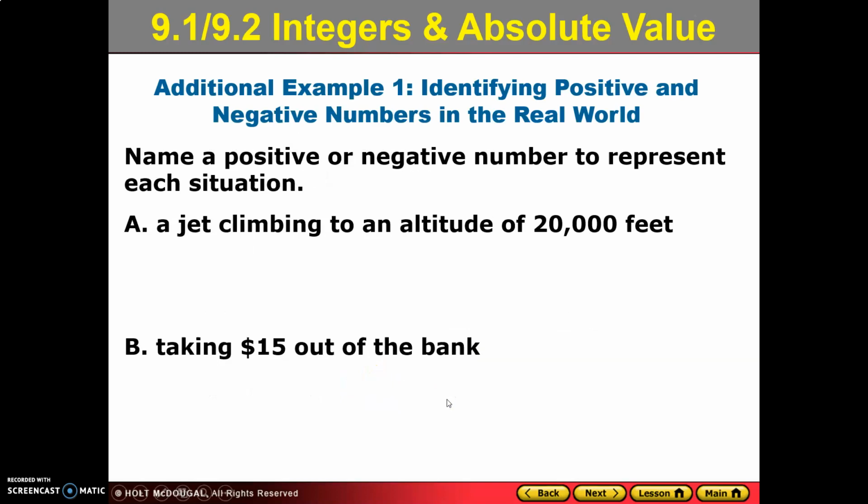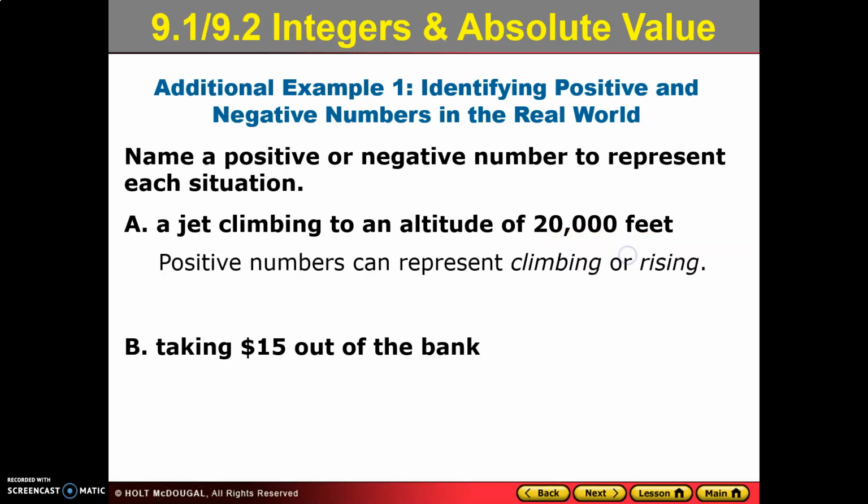All right, we're going to look at some real world scenarios and decide if the number is positive or negative. The first scenario is a jet climbing to an altitude of 20,000 feet. So you're going up, and what would that be? Positive or negative? That would be positive. Anytime you're talking about climbing, rising, increasing, those are going to be positive numbers.